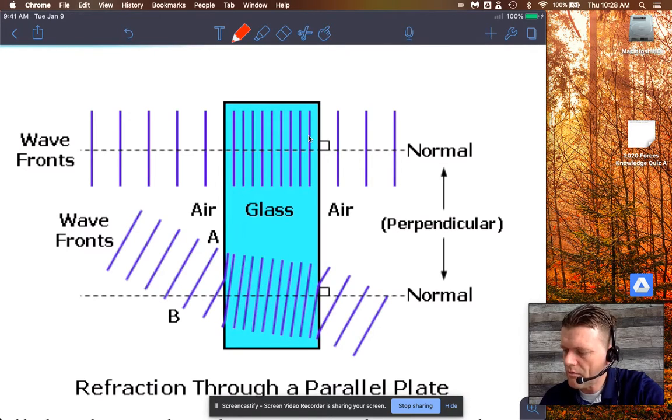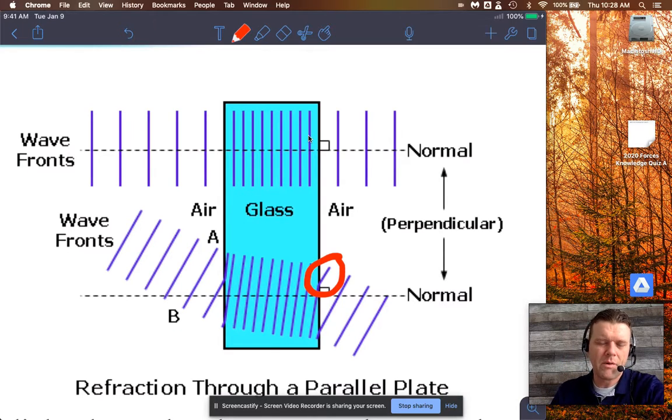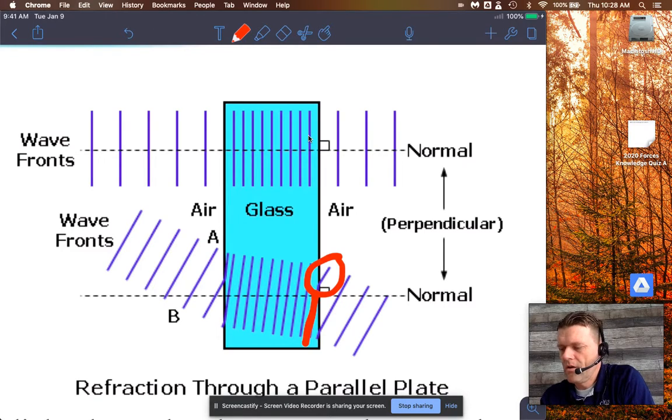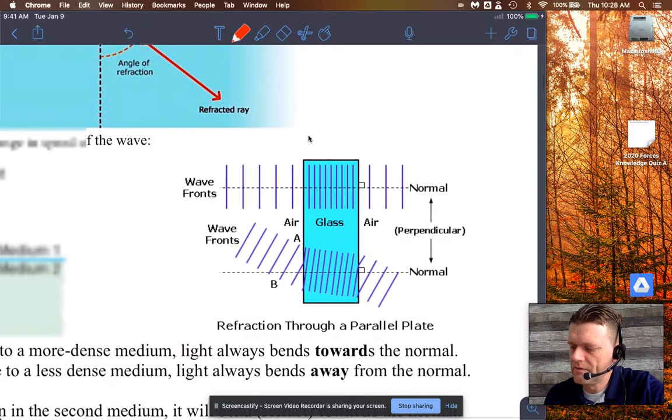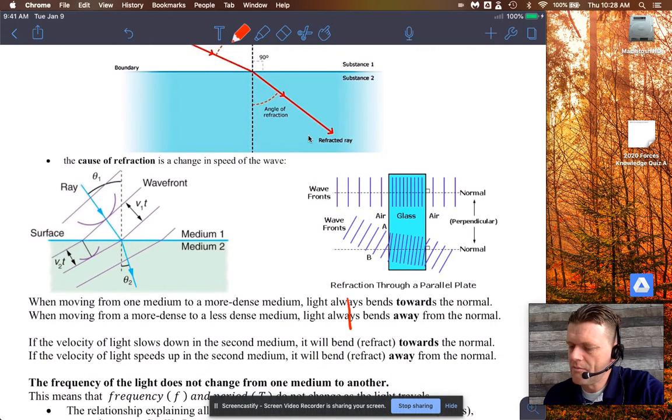And then again, right here, you can see that the top part of the wavefront has now entered air, but that bottom part hasn't left the glass yet. So it bends again. So all of this bending is, in simple terms, what we call refraction. So the summary here is noted right here.